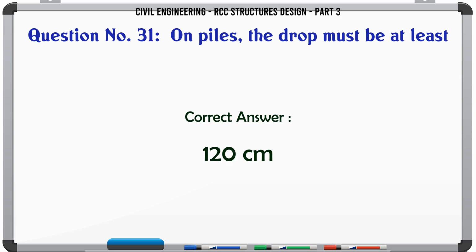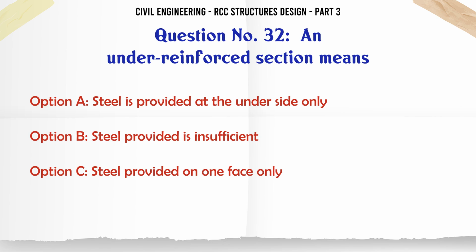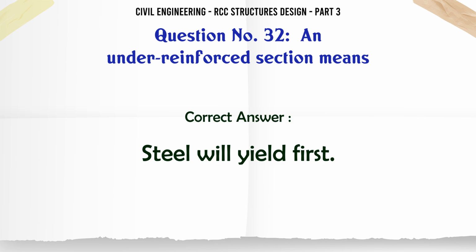120 cm. An under-reinforced section means A. steel is provided at the underside only, B. steel provided is insufficient, C. steel provided on one face only, D. steel will yield first. The correct answer is steel will yield first.